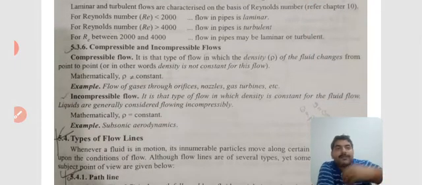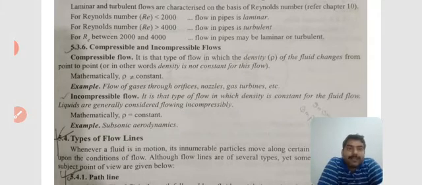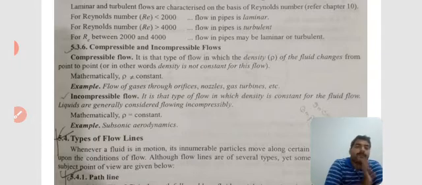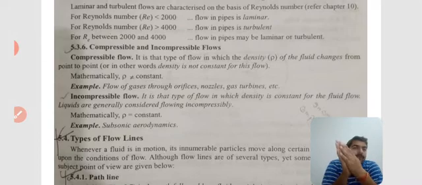Laminar and turbulent flow are characterized on the basis of the Reynolds number. The Reynolds number is represented by capital R, suffix E. When the Reynolds number is less than 2000, the flow in a pipe is called laminar flow.